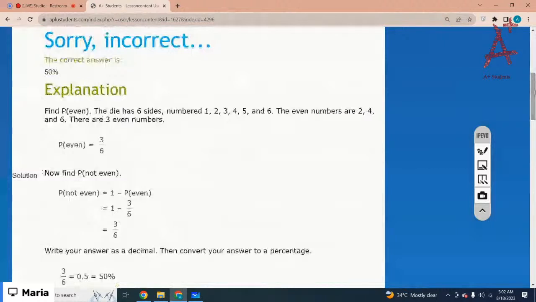First, let's calculate the probability of even. On a die, you have six numbers, 1 to 6. The even numbers are 2, 4, and 6, so the probability of even is 3 over 6. To calculate the probability of not even, you subtract from 1 the probability of even, that is 3 by 6. So 1 minus 3 by 6 is 3 by 6. Converting the answer into percentage form, 3 by 6 equals 50%. That means 50% of the numbers on a die are even and 50% are odd.